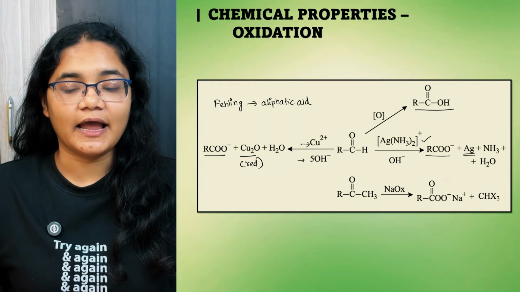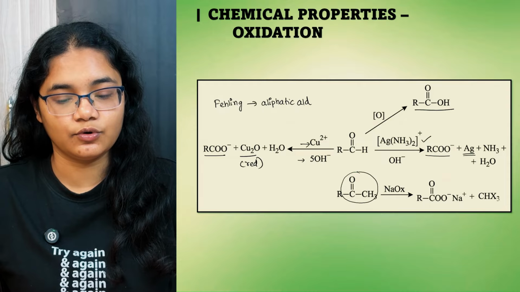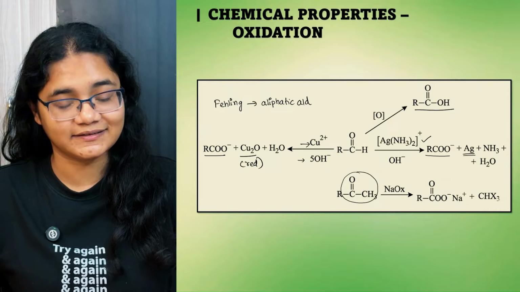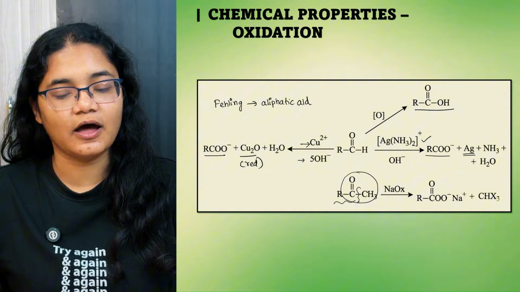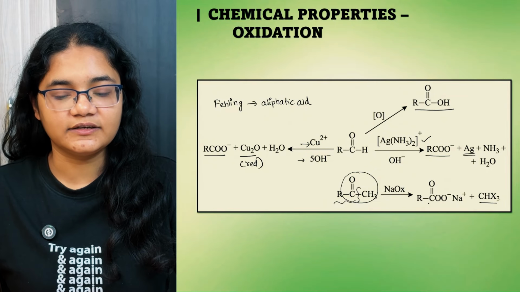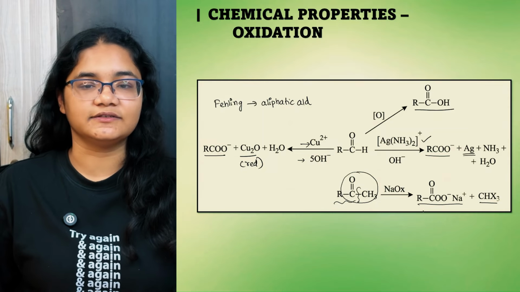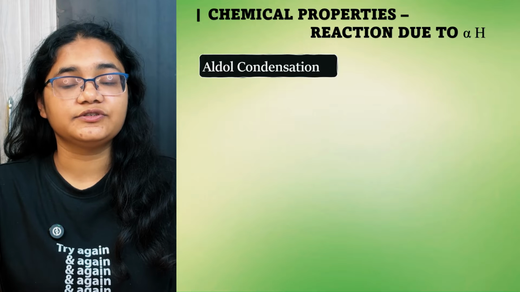Now methyl ketone oxidation is very important. Whenever you have this particular CH3CO group and you treat it with NaOX, in that case what happens, this carbon breaks and it forms CHX3 product, and RCOO minus Na plus is formed as the major product here.